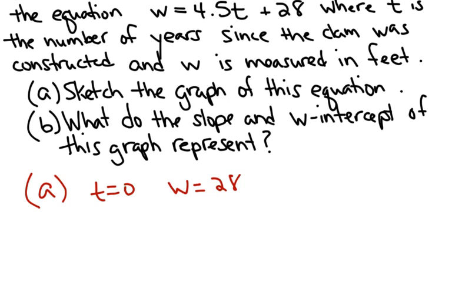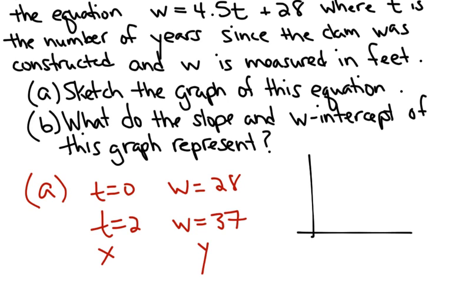And I'm probably not going to pick 1 just because 1 is too close to 0. So maybe I would pick 2, 3, or 4. So just for the purpose of this problem, why don't we pick T as 2? So if you plug in 2 for T, 4.5 times 2 is 9. 9 plus 28 is 37. So now I've got two ordered pairs, where this is like your x-coordinate, this is like your y-coordinate.